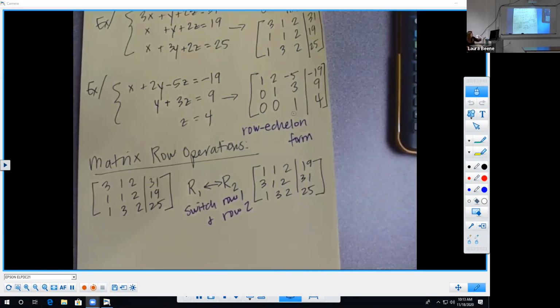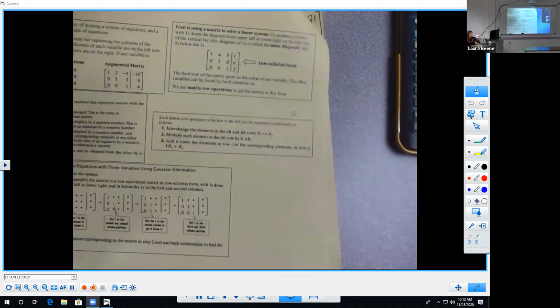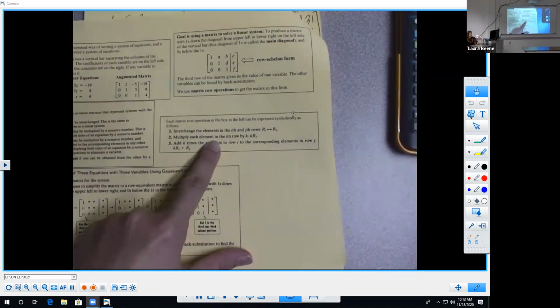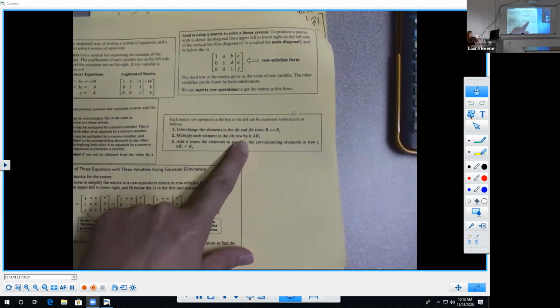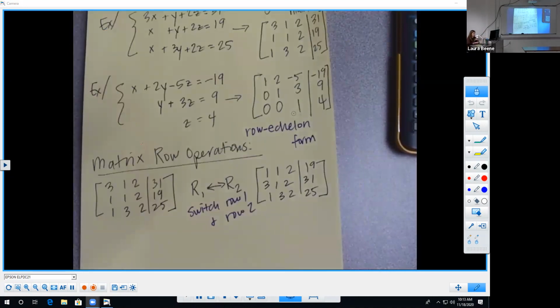Pretty straightforward. The next one, you can multiply each element in a specific row by a number k. It can be any number. It can be 5. It can be -2. It can be a half. It just depends on the situation here.